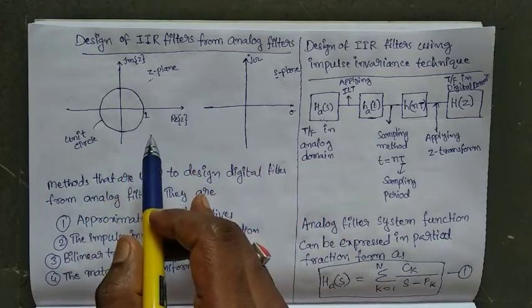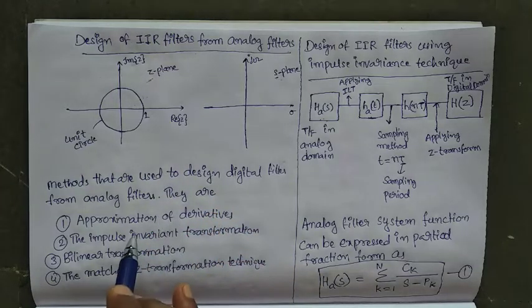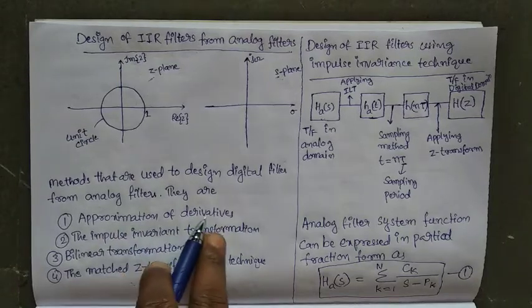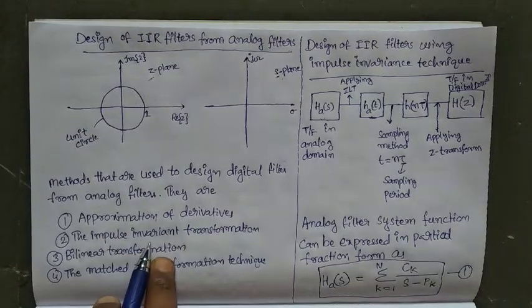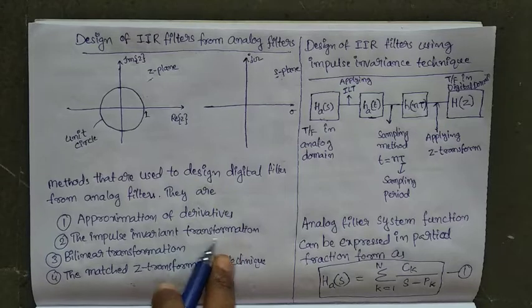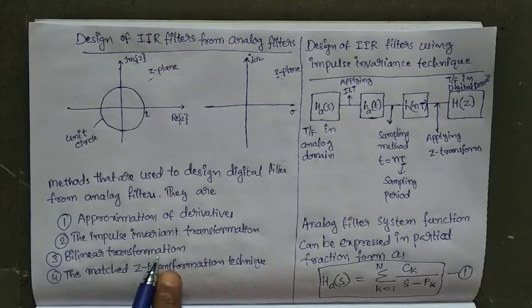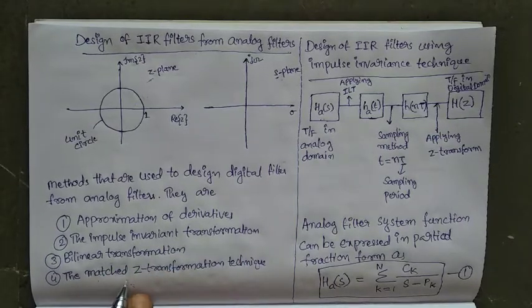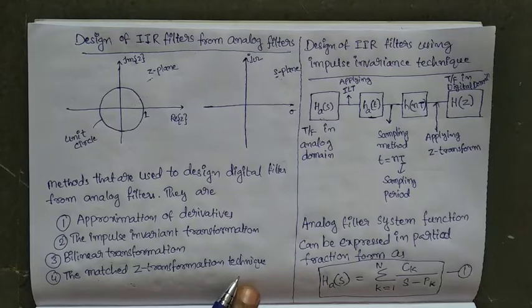The following are the methods used to design digital filters from the analog filters. They are: approximation of derivatives; second, impulse invariant transformation; third, bilinear transformation; and fourth, the matched Z transform technique.